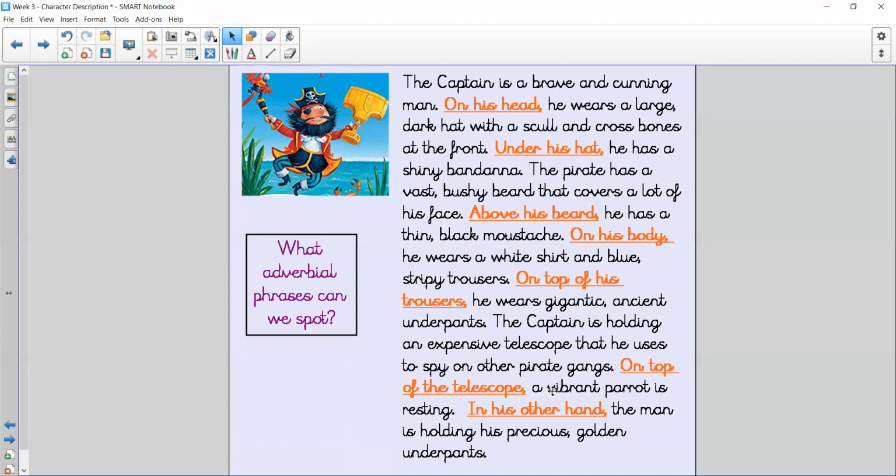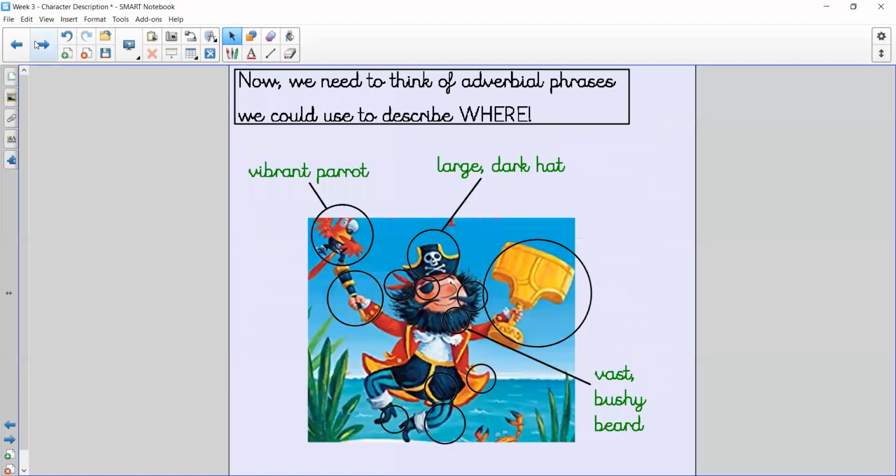Where is the parrot resting? On top of the telescope. Where is the man holding the precious golden underpants? In his other hand. So all of these here are telling us where something is.